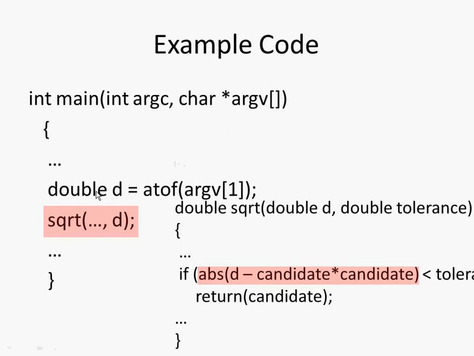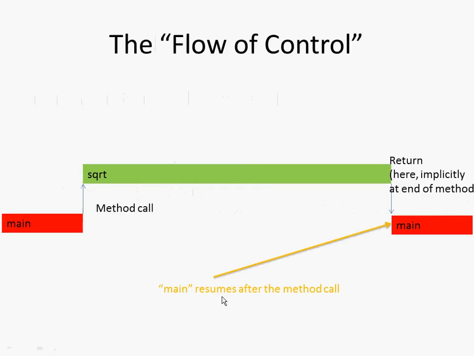What sort of variable is this? It's called a what variable in C or C++ or Java? It's called a local variable. This, on the other hand, is a formal parameter within square root, and this calls abs. Okay? Great. So the flow of control here, I think, is familiar to everyone.